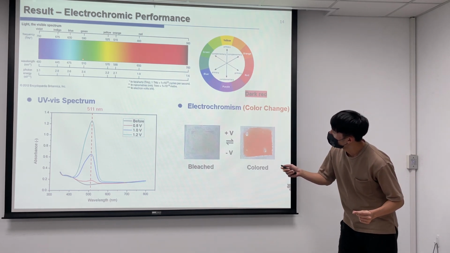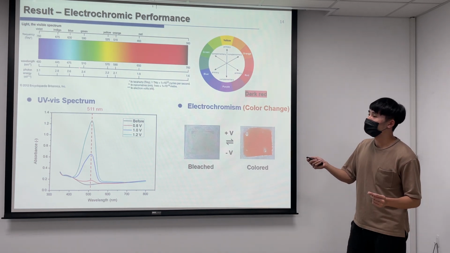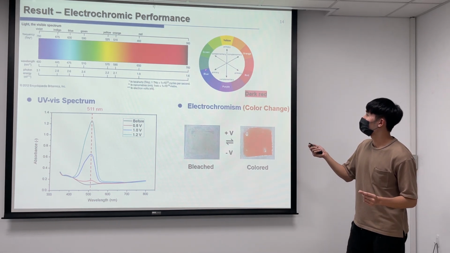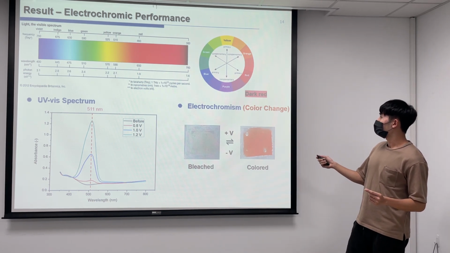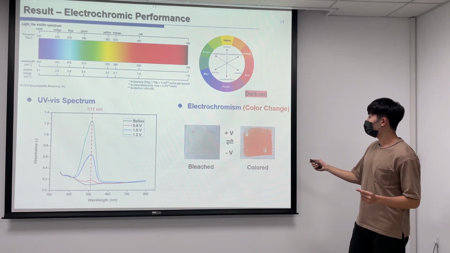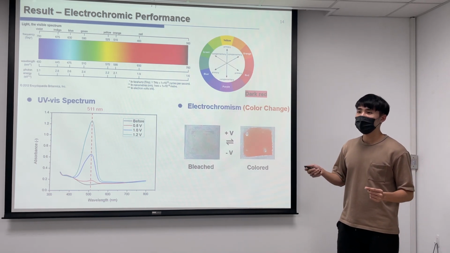511, we see, okay, the green light. But the green light is the absorbed light. So the complementary color shows red. So it really shows a dark red color. And the color change we can see here in this photo. And color change back and forth is electrochromism.